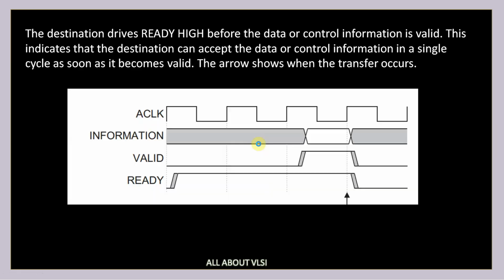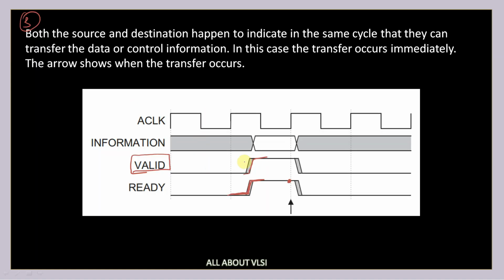And previously what we have seen is that your ready signal can be made 1 before the information and the valid signal became 1, and at the third point we have seen that your valid signal and ready signal can become 1 at the same point, and in the next cycle your data has been completed, your transfer has occurred.